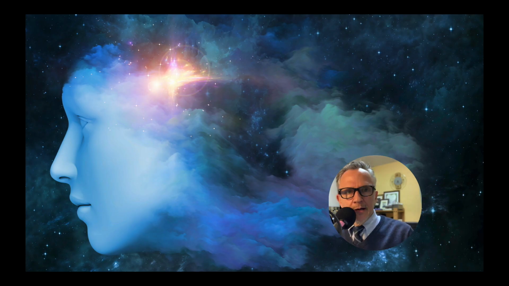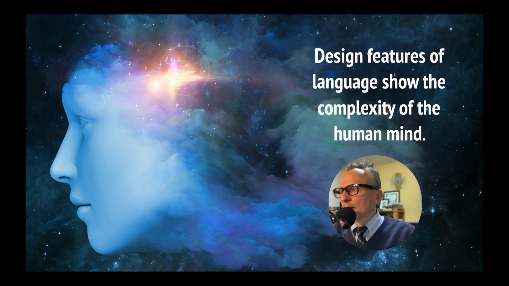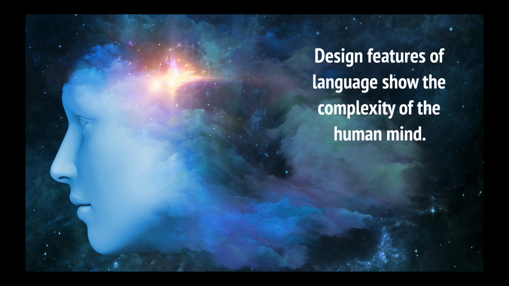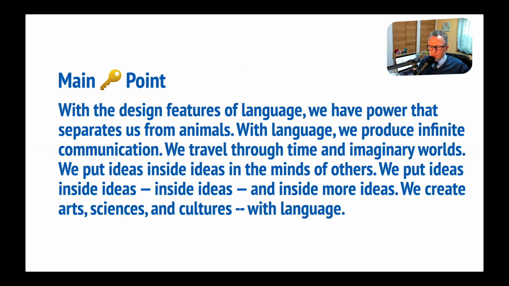So to begin, let me say that the design features of language show the complexity of the human mind. Language is complex, one of the most complex things in the natural world, maybe as complex as DNA, the genetic code. So the design features are a wonderful thing, an amazing thing, a profound thing. Language is a profound thing, and the design features show us that. So my main point: with the design features of language, we have power that separates us from animals. Even though we are animals, this ability that we have with language makes us unique in one sense.